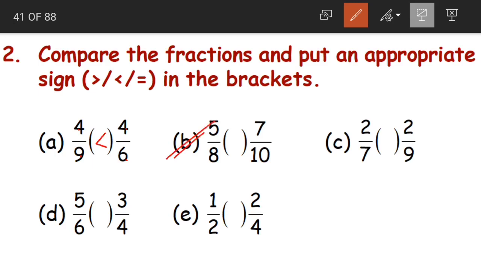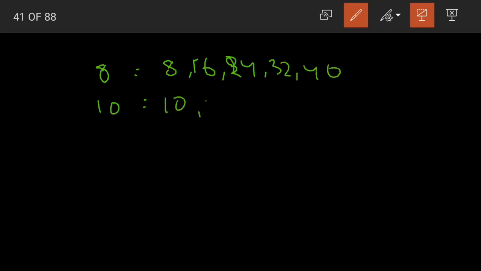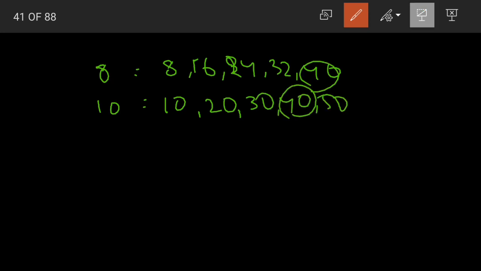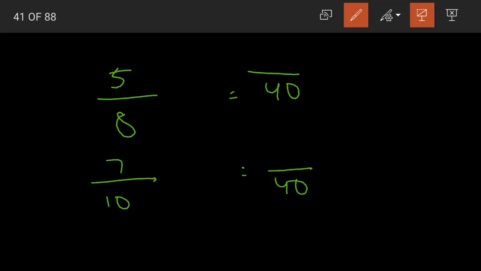Next 5 by 8 and 7 by 10. We are having different denominators, so we have to find out the LCM first. We have 8, 16, 24, 32, 40 as the multiples. Then for 10 we have 10, 20, 30, 40 and 50 as the multiples. The least common multiple here is 40. We have 5 by 8 and 7 by 10. The least common multiple is what, children? 40.